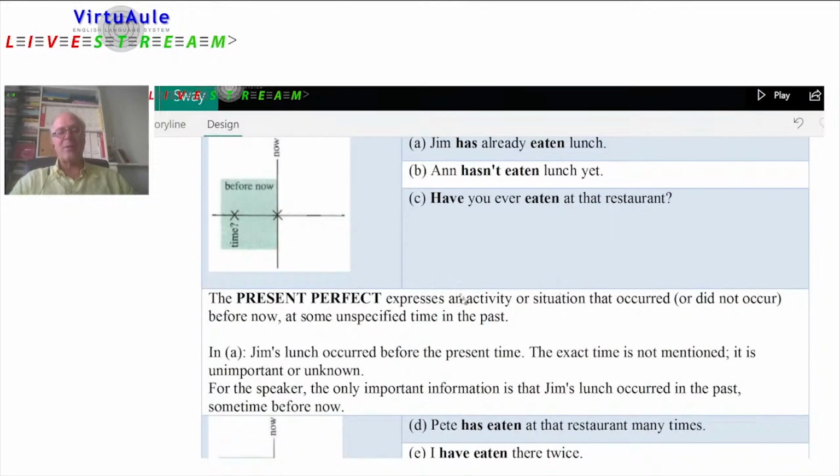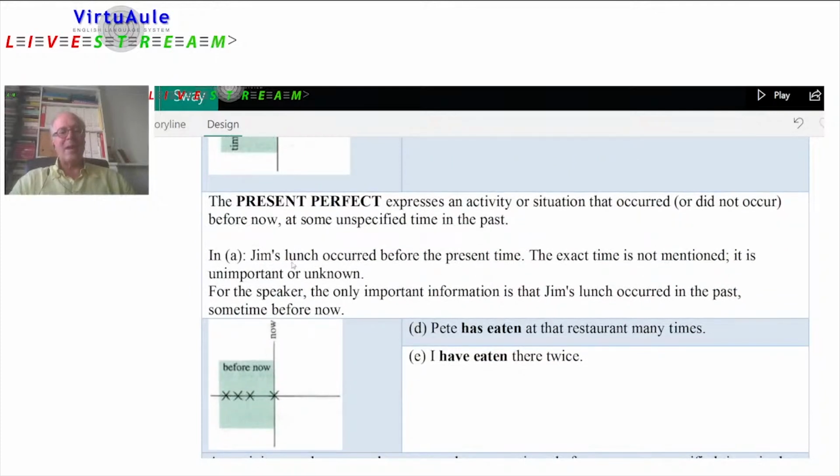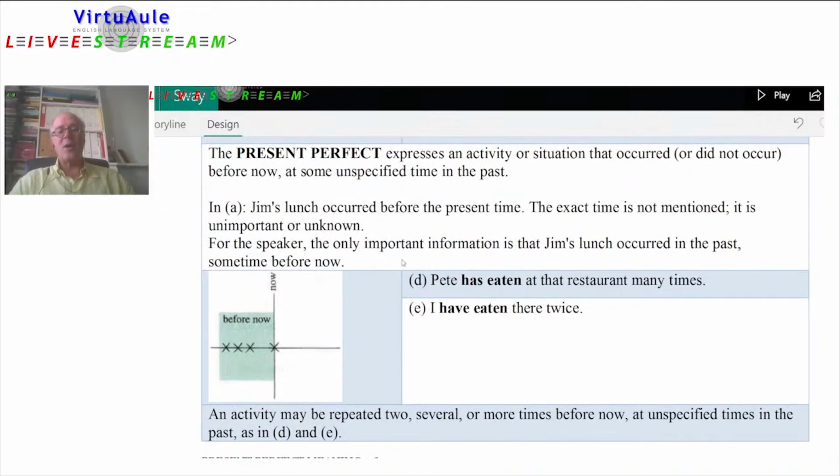The present perfect expresses an activity or situation that occurred or did not occur before now at some unspecific time in the past. In A, Jim's lunch occurred before the present time. The exact time is not mentioned. It is unimportant or unknown. For the speaker, the only important information is that Jim's lunch occurred in the past, sometime before now. He wants to render this idea present. That's why it's called present perfect.